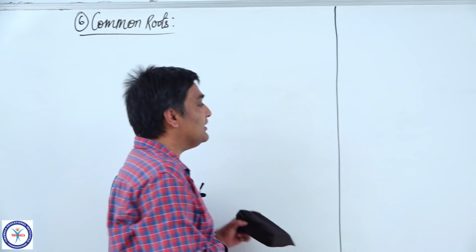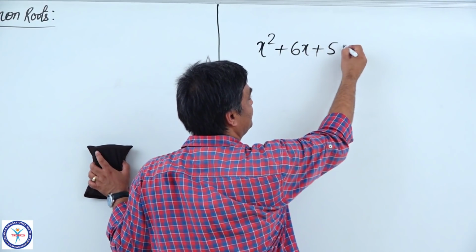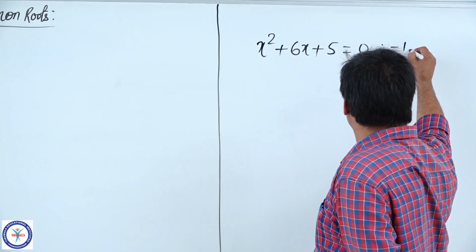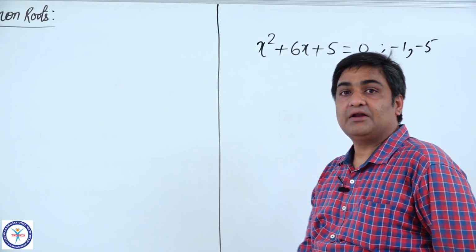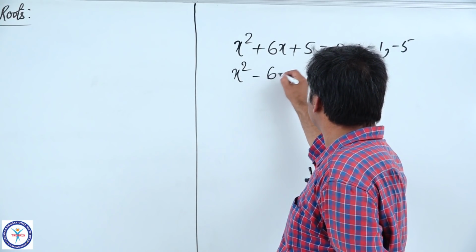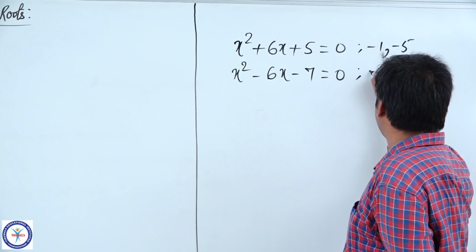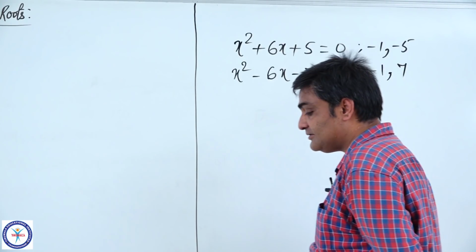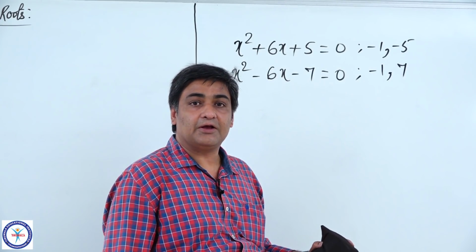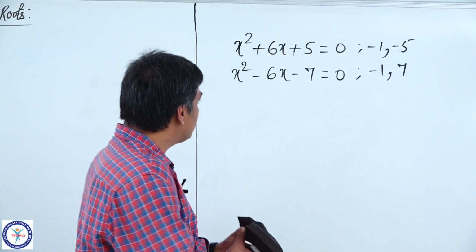Common roots. Consider this quadratic equation x square plus 6x plus 5 equal to 0. The roots of this quadratic equation are -1 and -5. If we consider the other equation, roots are -1 and 7. Now we say that for these two quadratic equations, -1 is the common root.